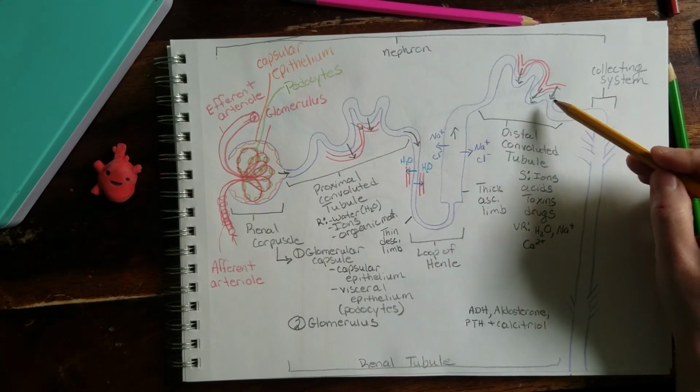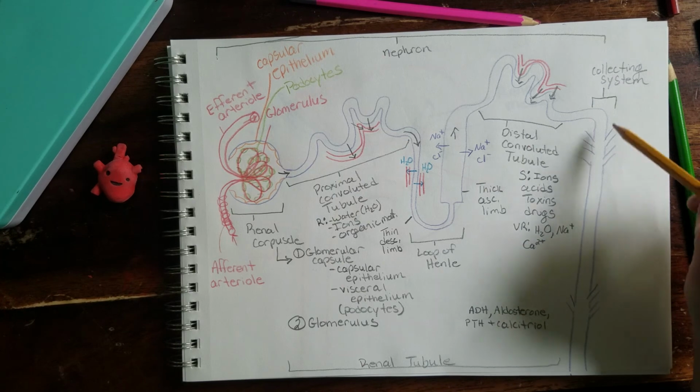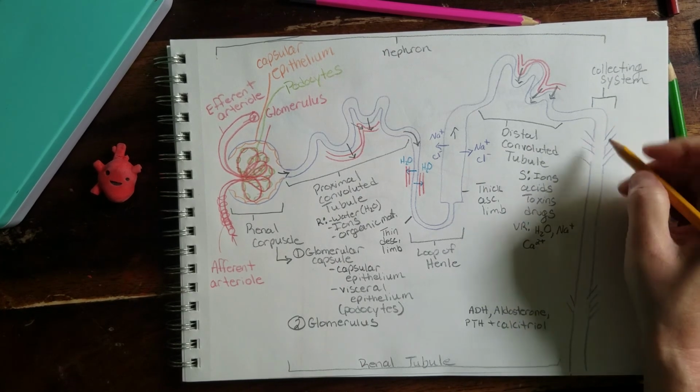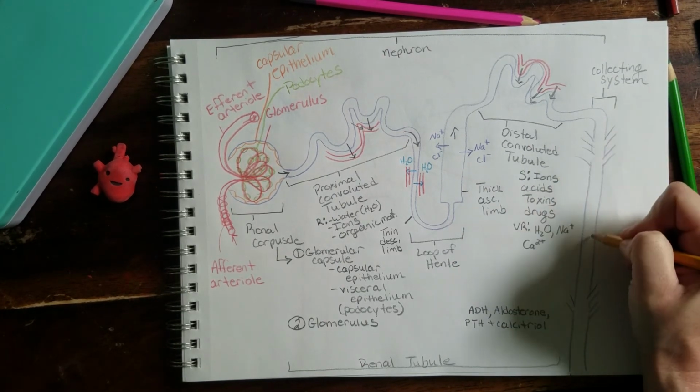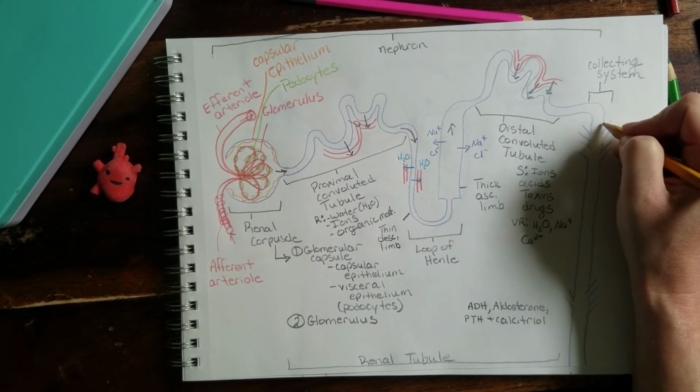So the filtrate has now traveled through the nephron and it will enter into the collecting system. First, it will travel into what is called the collecting duct. So this first section right here is called the collecting duct.